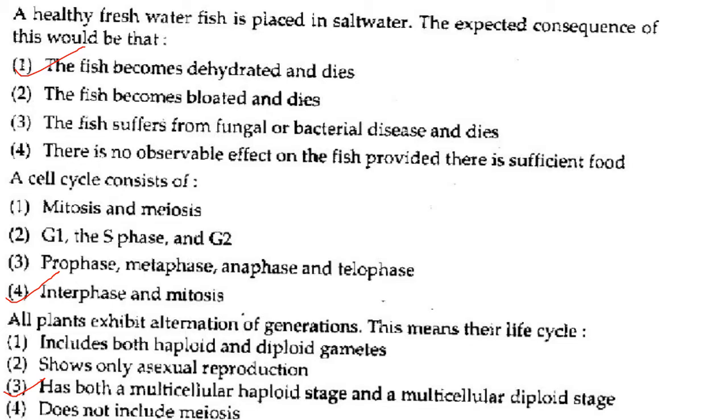Next one, a plant exhibits alternation of generations. This means their life cycle: option 1 includes both haploid and diploid gametes, option 2 shows only asexual reproduction, 3 has both a multicellular haploid stage and a multicellular diploid stage, 4 does not include meiosis. Answer is option 3, has both a multicellular haploid stage and a multicellular diploid stage.